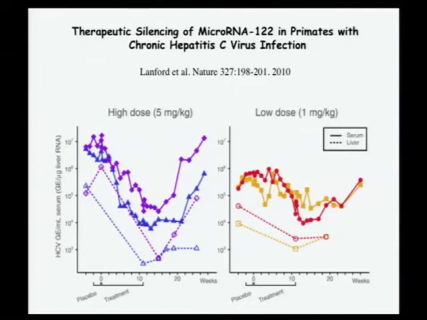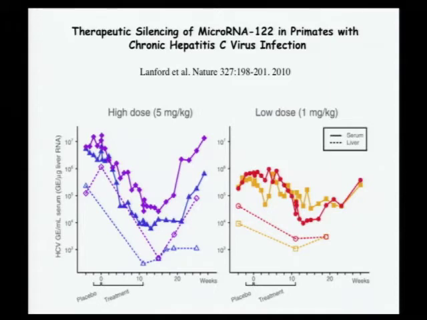So what Santaris did, together with Robert Lanford at the Regional Primate Center in Texas, is take a monkey that was chronically infected with HCV. This monkey is fine. It has been infected with the virus for 12 years and doesn't develop liver cancer. They focused on the left panel. They gave this monkey a high dose, 5 mg per kilogram, and a lower dose, weekly for 10 weeks, of LNAs against microRNA 122. And indeed, the cholesterol levels went down. And what you see here is the HCV titer. It went down by 2.5 logs.